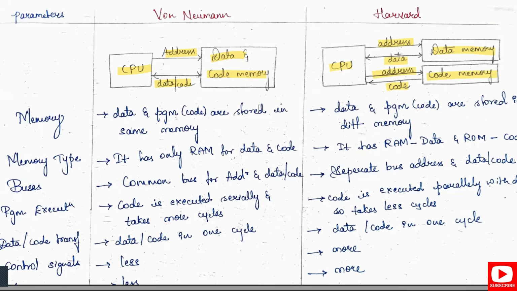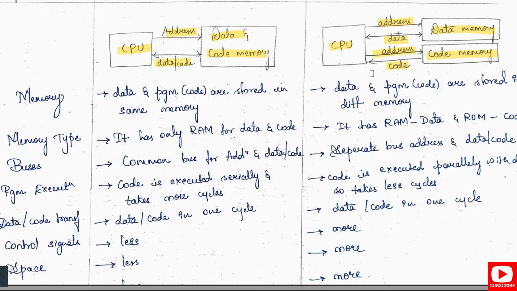Data and code are stored in the same memory here, a single memory, but there they are stored in different memories. What is the memory type? It has RAM for data and code, but in Harvard the data memory is RAM and the code memory is ROM. Buses: here you can observe there is a common bus, either for address or data, but there it has a separate bus for transmission. Next is program execution. Code is executed serially and it takes more cycles, but there code is executed in parallel, that is, parallel work takes place with the data, so there are fewer cycles. Here data or code is taken in one cycle.